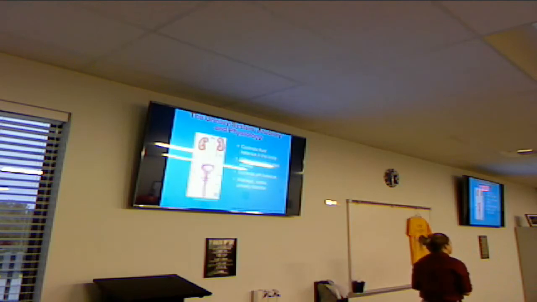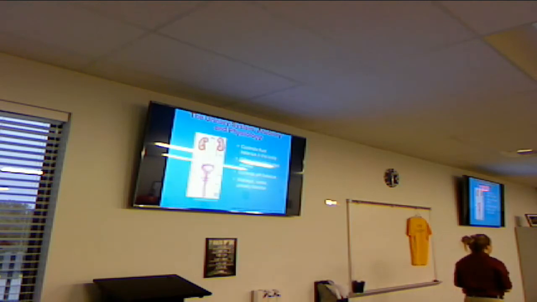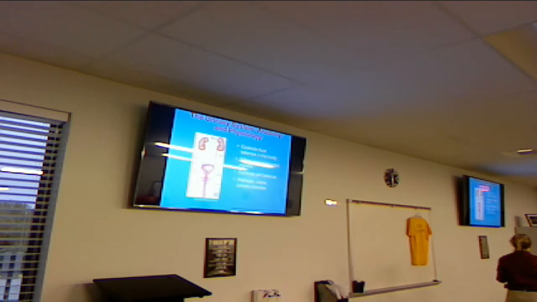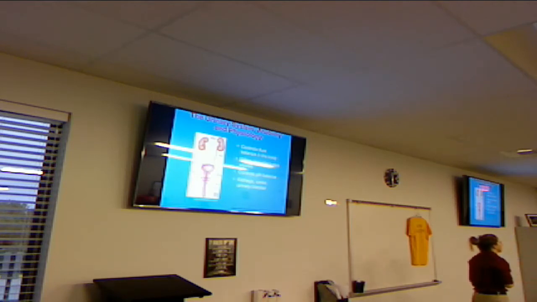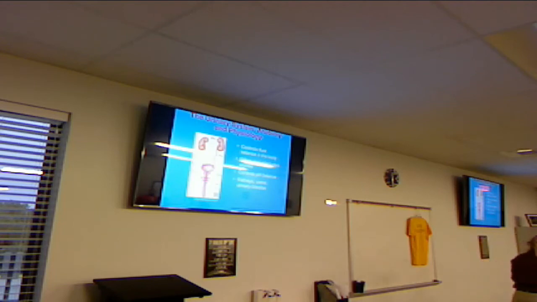The urinary system, moving on from that, controls the fluid balance in the body. It is what filters and eliminates waste. It also helps control the pH balance in your body. And this includes the kidneys, the ureter, the urinary bladder. Your fluid balance and your pH balance are incredibly important to your body, and this helps with that.